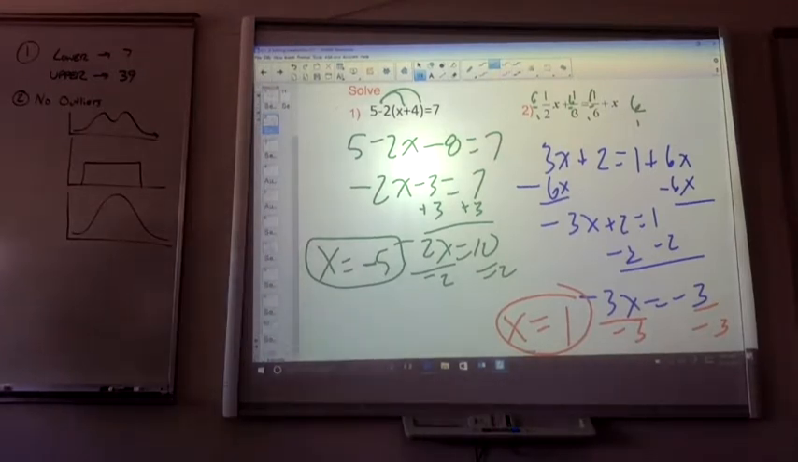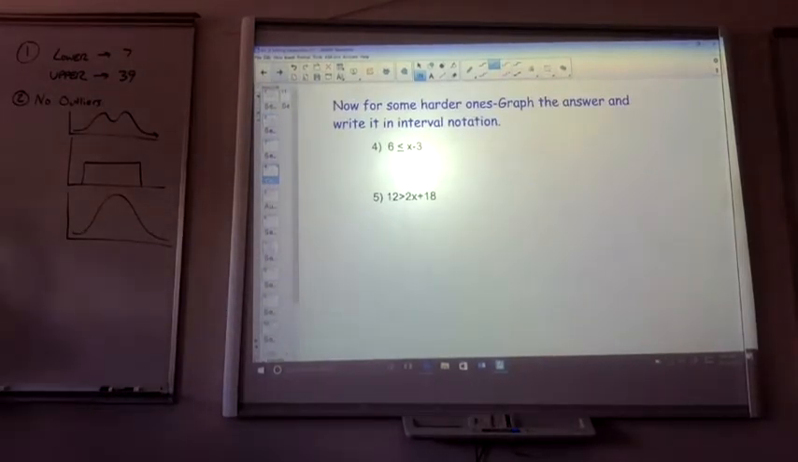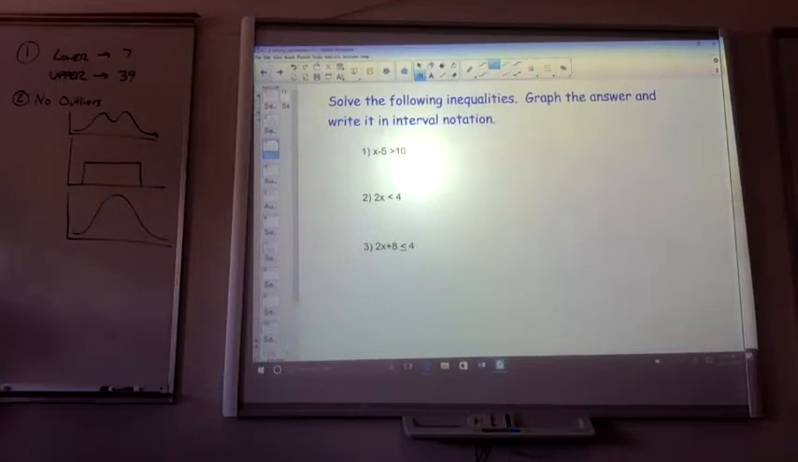Okay, can I move to the next slide? See what this is all about. Oops, too many. All right, so solve for the following and give the graph and the answer and write it in interval notation.